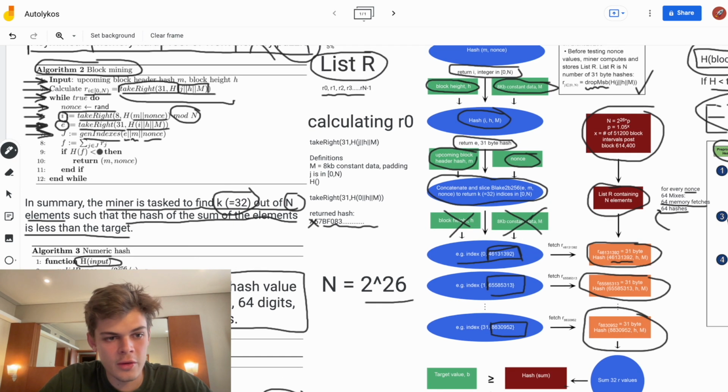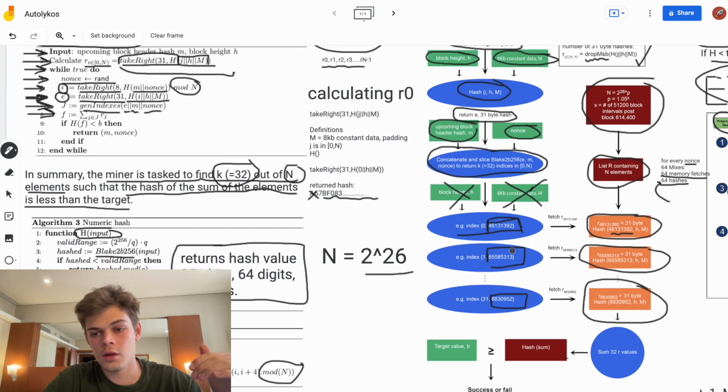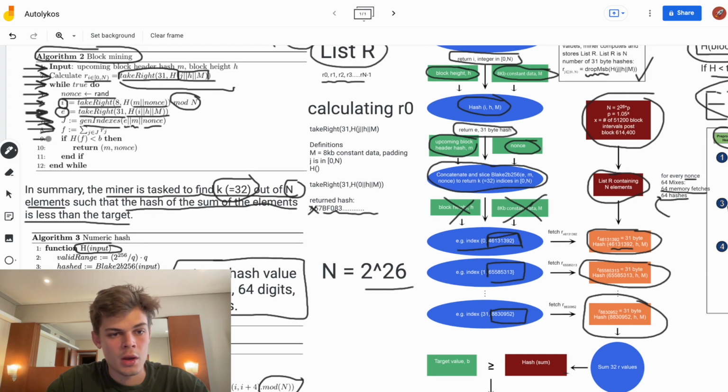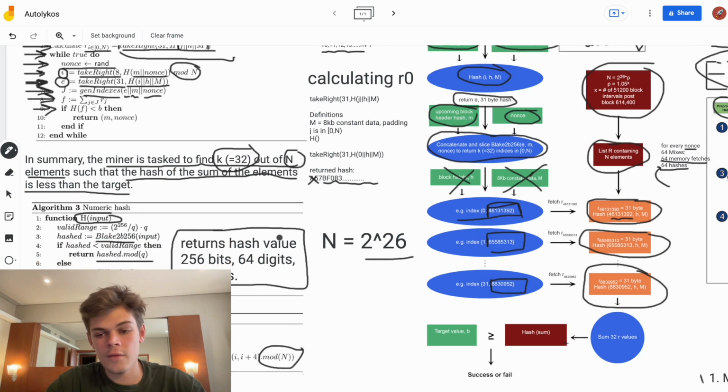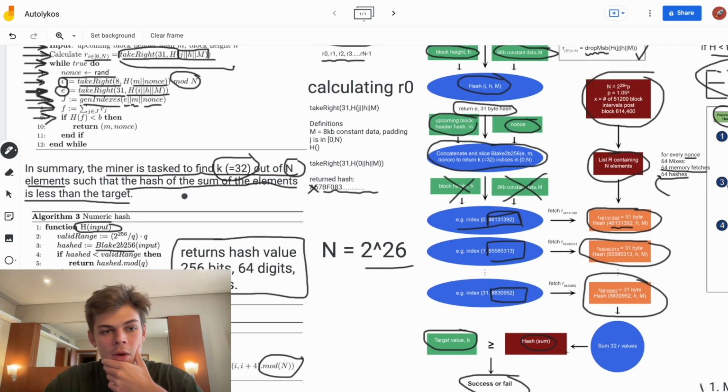So what you're doing here is you've completed line, so we're on line 8 now, and what line 8 does, as we mentioned here, you have to find 32 elements such that the hash of the sum of the elements is less than the target. So once you've fetched all of these R values stored in list R, you fetched 32 of them, you sum all of them up, and then you hash the sum, right? So line 8 is just summing all of the 32 values up, line 9 is hashing all of them, and if the hash is less than the target, much like in the other proof of work mining schemes, then you either succeed or fail with mining the block, right?